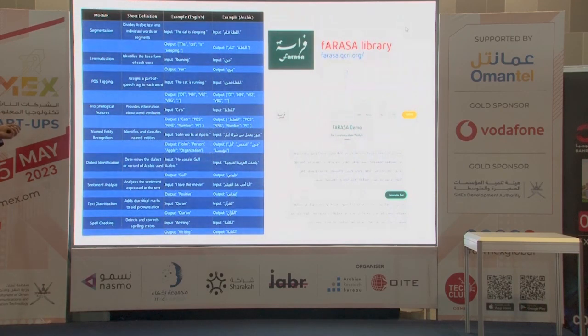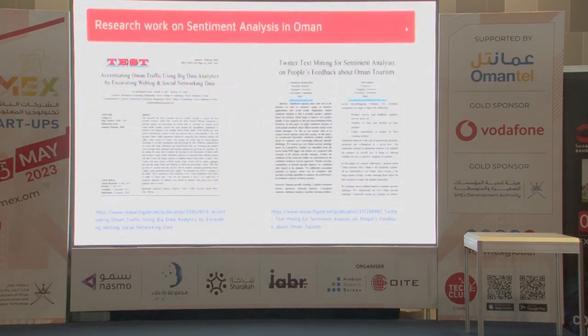Then there's part of speech tagging, there are morphological features, there's named entity recognition, dialect, and then based on all of this, it performs sentiment analysis. And there's also spell check. There's a dictionary which does a spell check for this. In Oman, there has been a lot of research work currently in process on sentiment analysis, and there is also fabulous research on traffic data. There was a company which did an entire study of tweets related to traffic data in Oman, and that gave us an insight into what users were talking about regarding traffic in Oman.